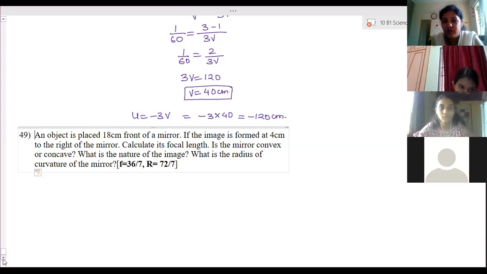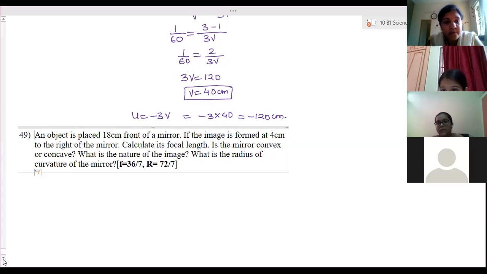When we calculate the focal length, that also will tell us. Yes, you can calculate the focal length. U is minus 18. V is plus 4 because it is on the right side. Find the focal length. If focal length is positive, that means it is a convex mirror. If focal length is negative, that means it is a concave mirror.